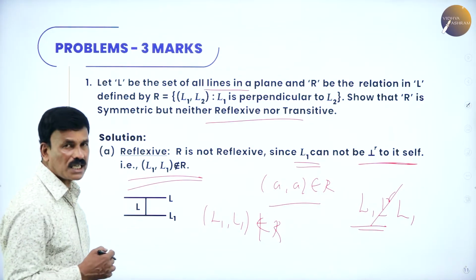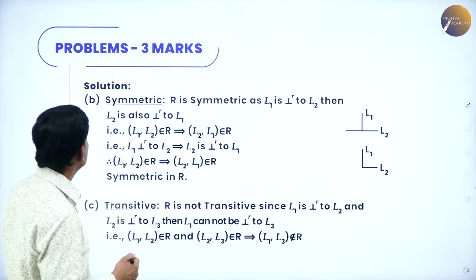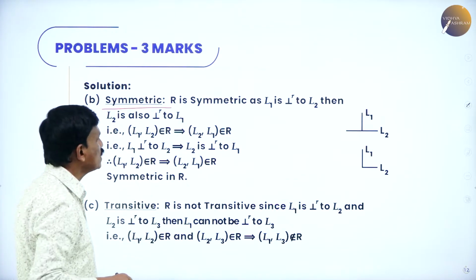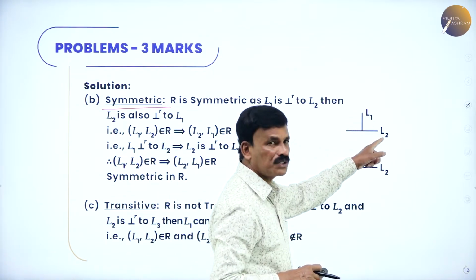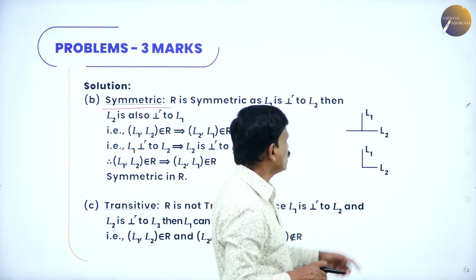Now, let us come to the second one, symmetric. What is symmetric? R is symmetric. As the line L1 is perpendicular to L2, L2 is also perpendicular to L1.